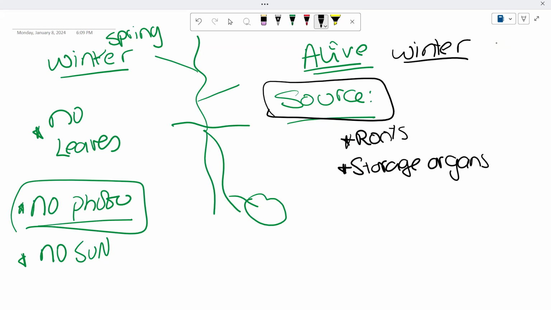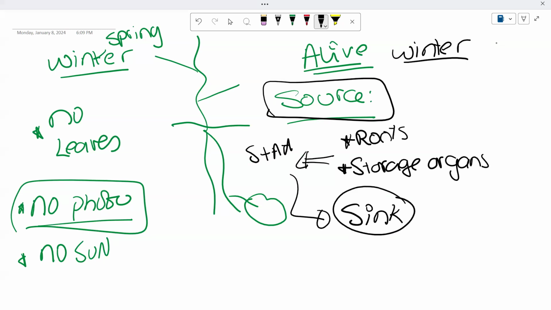Good. Now the roots and the storage organs, they will release the sucrose and the amino acids. And where will they go? Where will they be used up? In the sink. Leaf and other organs. You are correct. You are thinking.